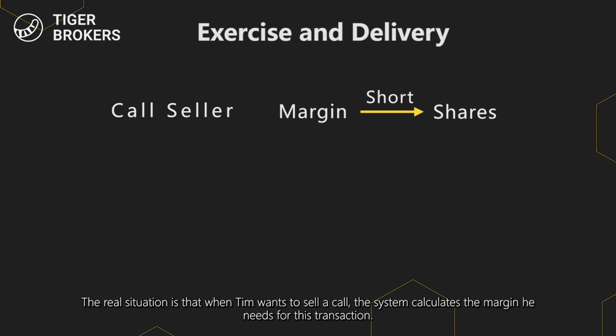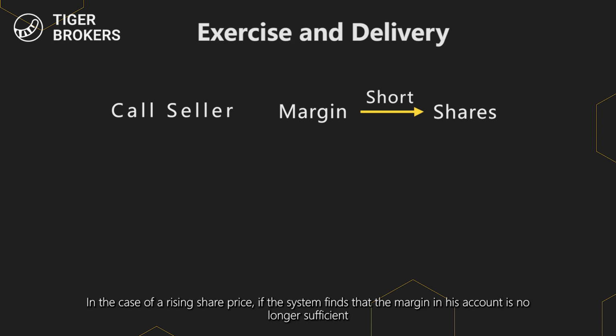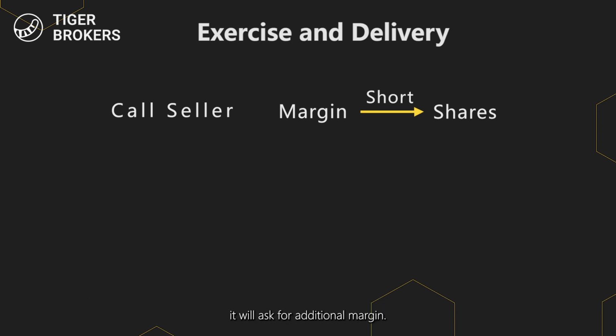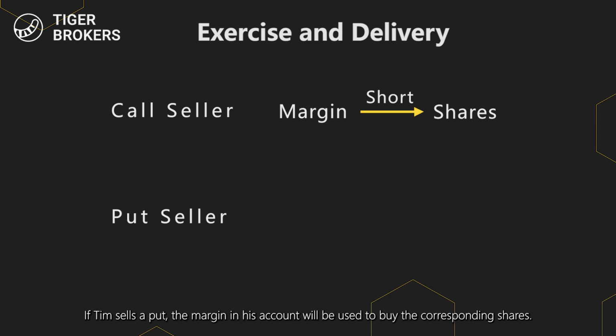The real situation is that when Tim wants to sell a call, the system calculates the margin he needs for this transaction. If the margin is insufficient, the order will fail on the spot. In the case of a rising share price, if the system finds the margin in his account is no longer sufficient, it will ask for additional margin. If Tim fails to deposit additional funds, he may be forced by the brokerage to close the position. If Tim sells a put, the margin in his account will be used to buy the corresponding shares.